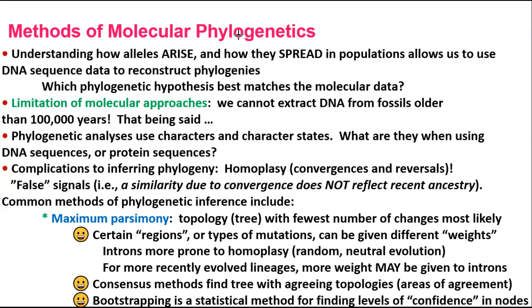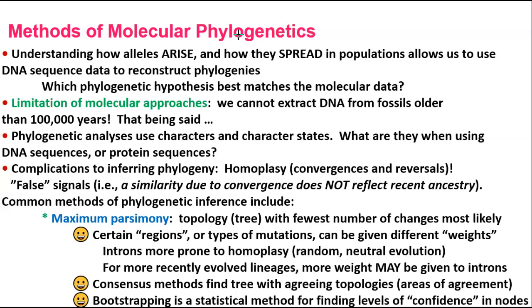Homoplasy creates similarities due to convergence. And those similarities are not because of recent ancestry. So keep this in mind. Not only do we have complications coming from what we just talked about earlier in this chapter, coalescence times and incomplete sorting, but we also have complications from homoplasy. So in this sense, molecular data has the same challenges as, say, anatomical data.